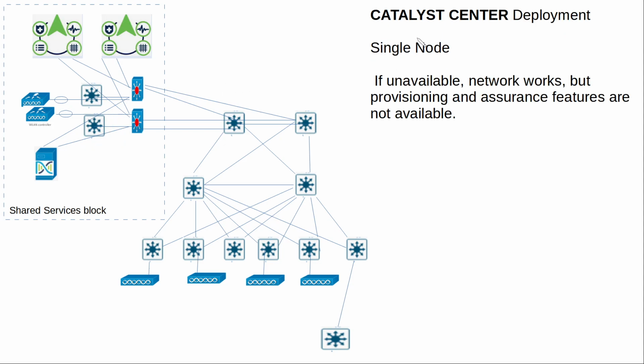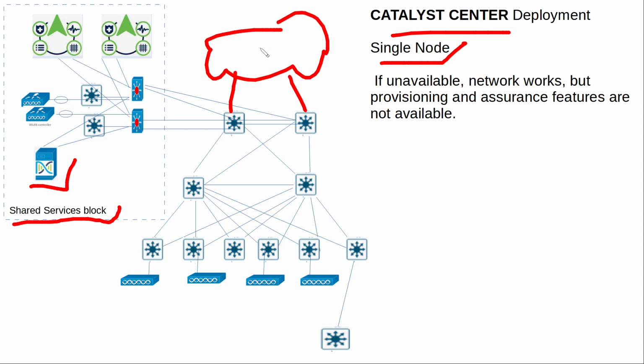So how do you deploy the Catalyst Center? You can go for a single node, so you can just install one server. You can install that server in your shared services block, where all your servers are in your network nowadays, where your DNS servers are, where your DHCP servers are, where your wireless LAN controllers are, and so on. So where your IaaS servers are connected. You might want to connect that in your shared services block or, for instance, if you have an on-premise data center, you can also place your Catalyst Center there.